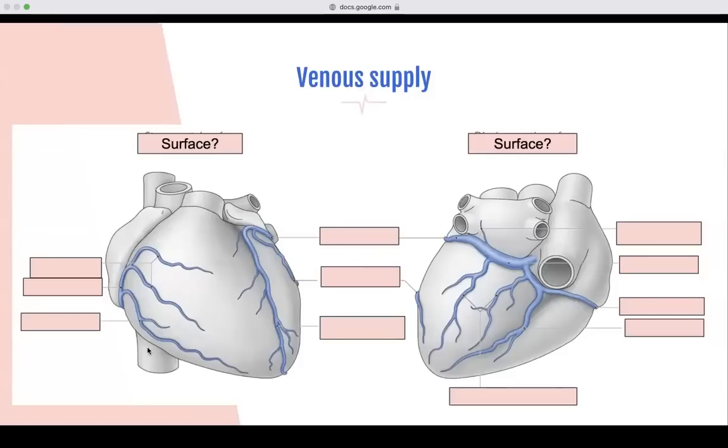Okay, so now the venous supply. I have a feeling I did not animate this either. Okay, I did. Okay, now the surfaces.